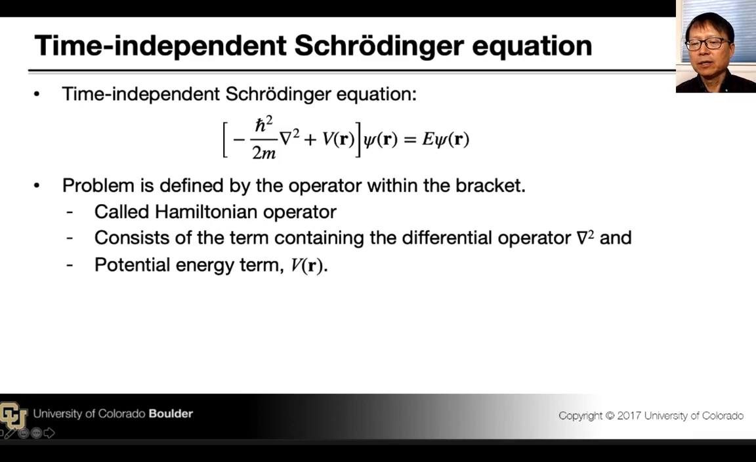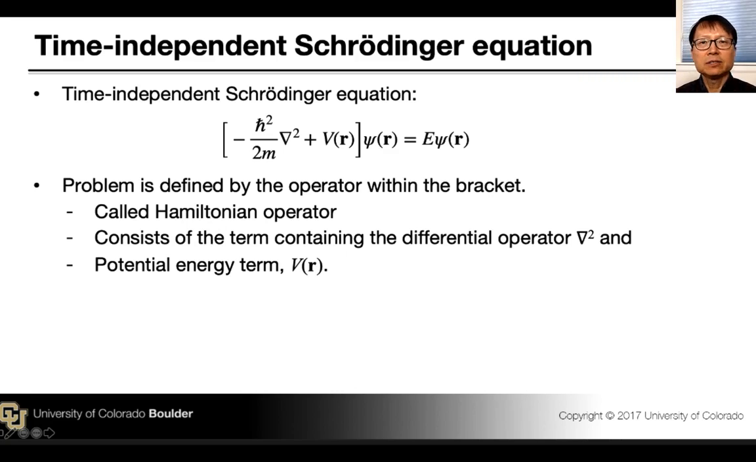As you can see, the Hamiltonian operator consists of two terms. First is the term that contains the differential operator del squared, and that, as you will see later, represents kinetic energy. And the second function V is the potential energy. Now, the task is to solve this equation to obtain the function psi and the constant E simultaneously.